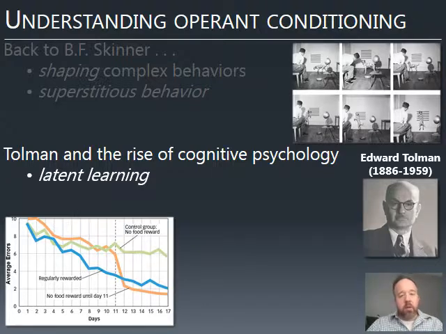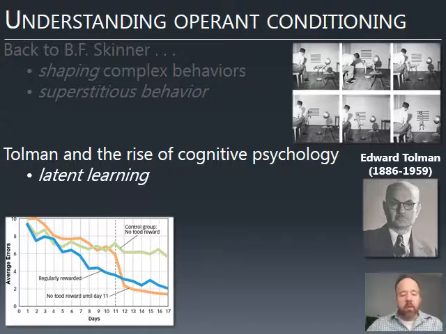Another group was reinforced for solving the maze, for getting to the end. So the mice got food when they got to the end of the maze. Not surprisingly, the mice got much quicker at solving the maze when they were rewarded at the end. But there was a third group, and this is the important one. The third group were allowed to explore the maze without reward at first, but then after a few days, Tolman started rewarding them for getting to the end of the maze.